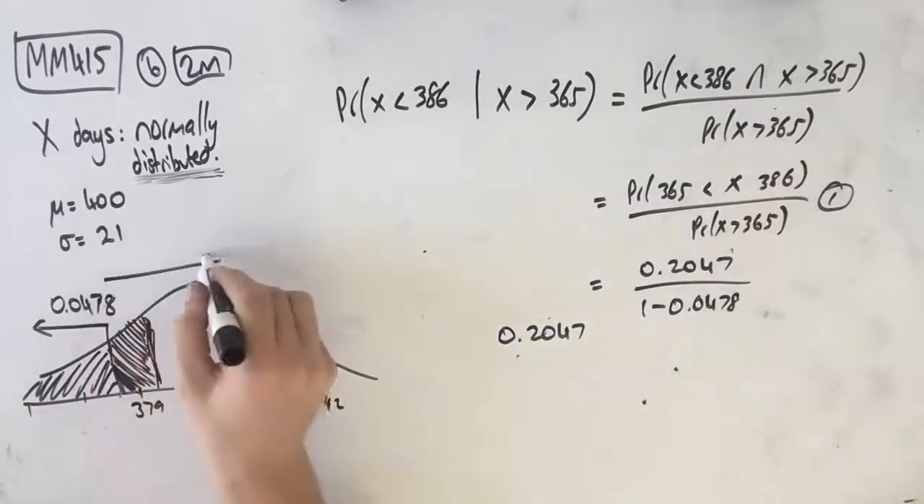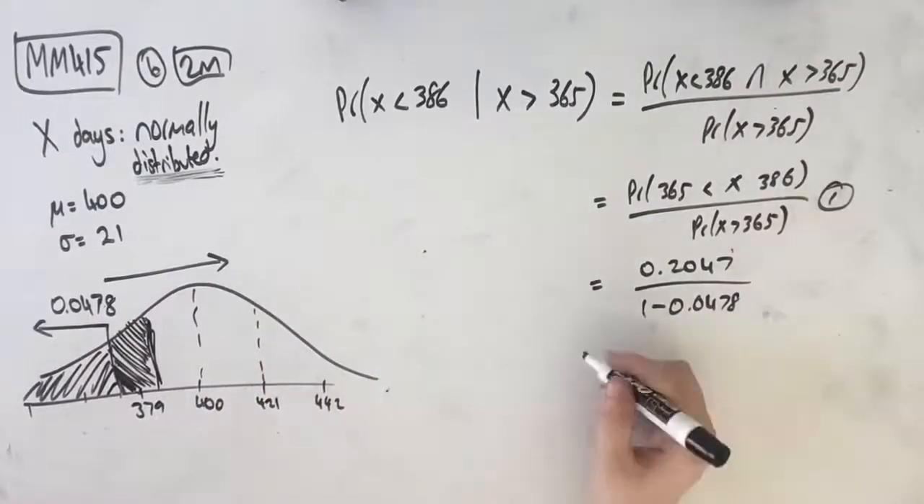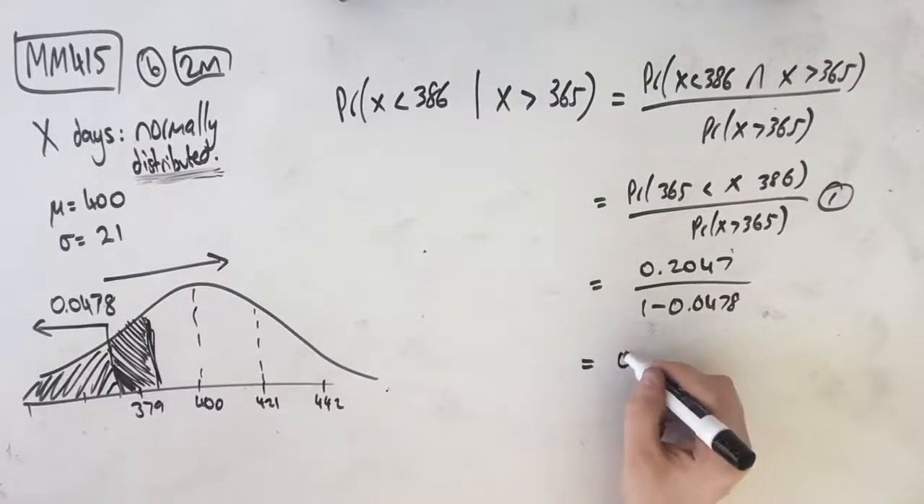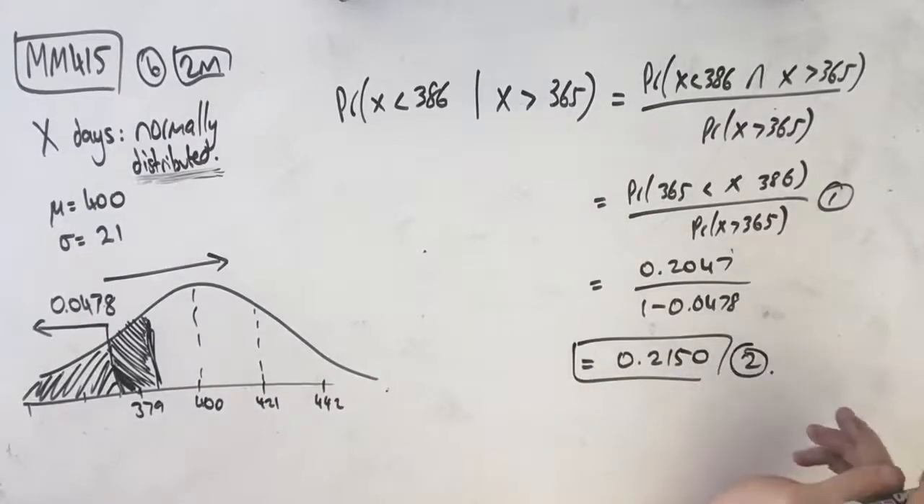Right, because everything greater than that has to equal to 1. Awesome. Now we can just sub this into our CAS, and what we get is 0.2150. And that is our second and final mark for part B, guys. Let's move on to part C.